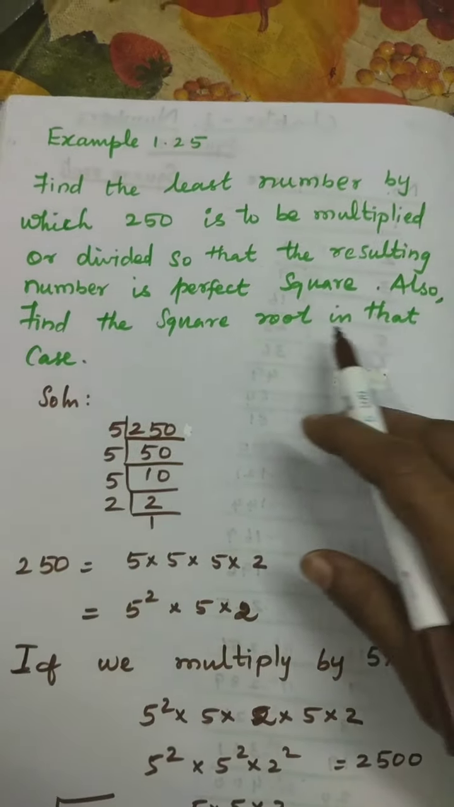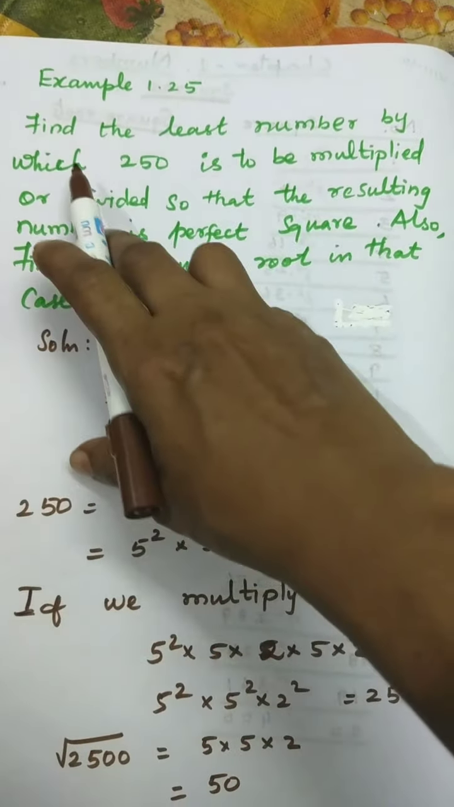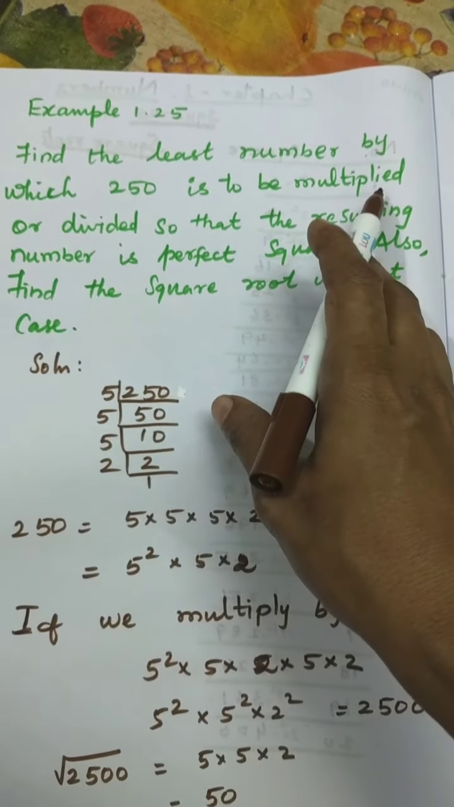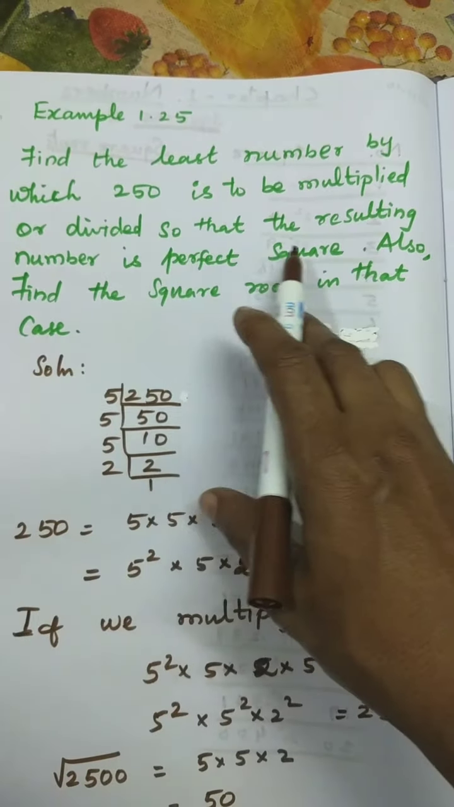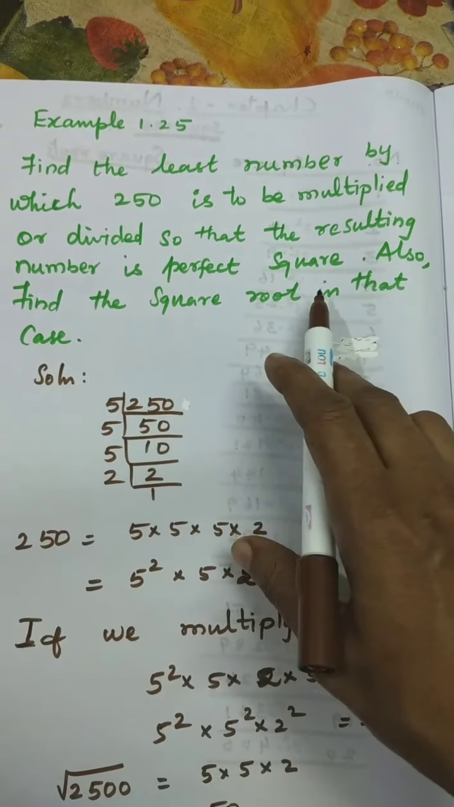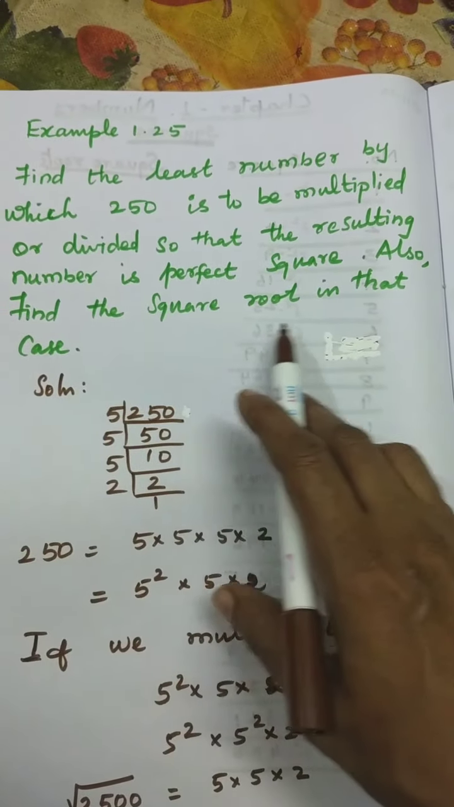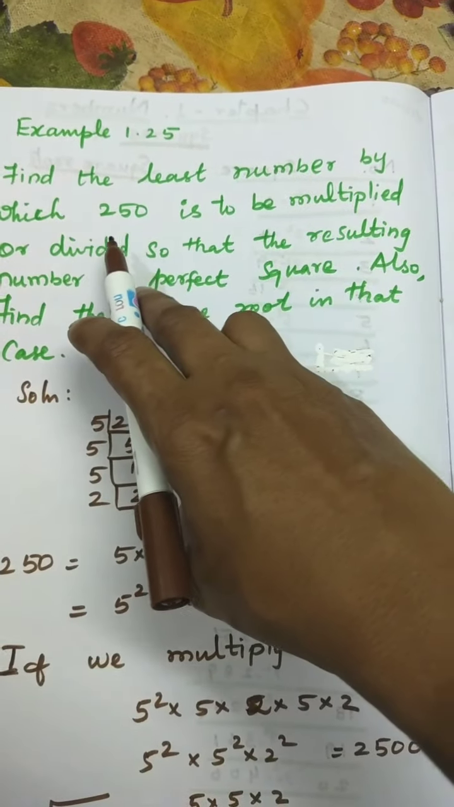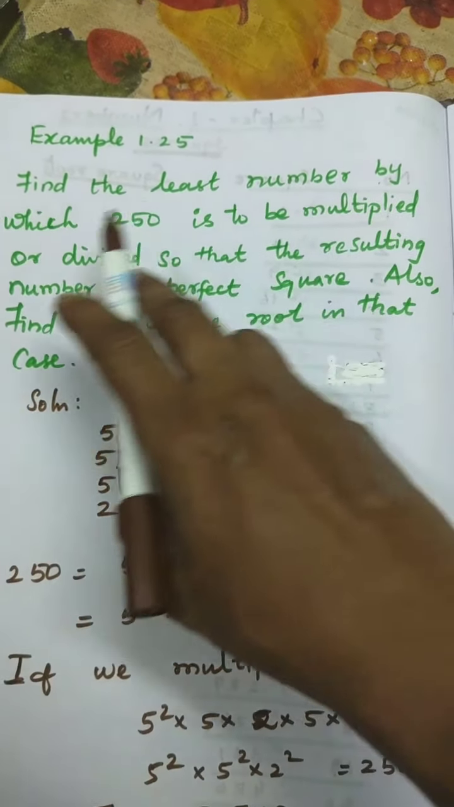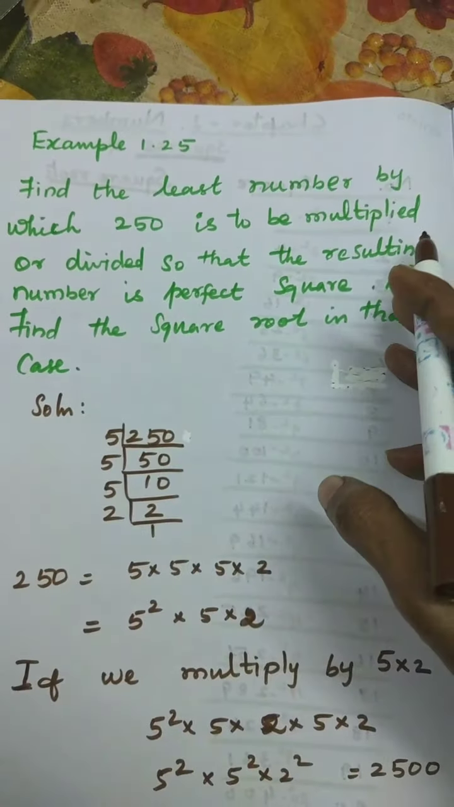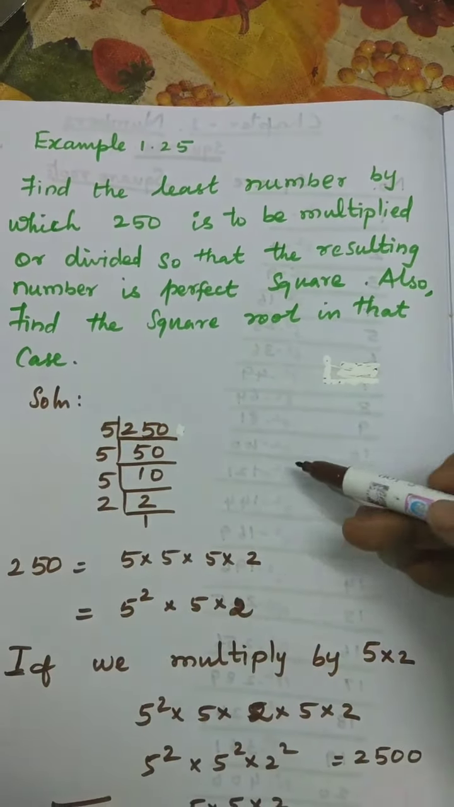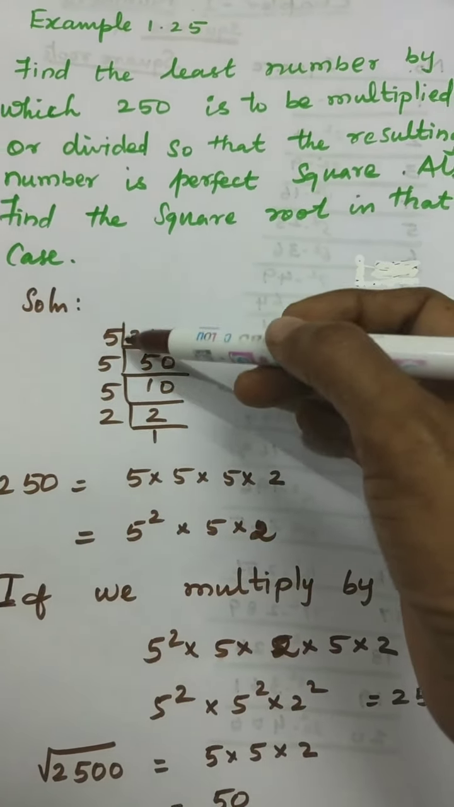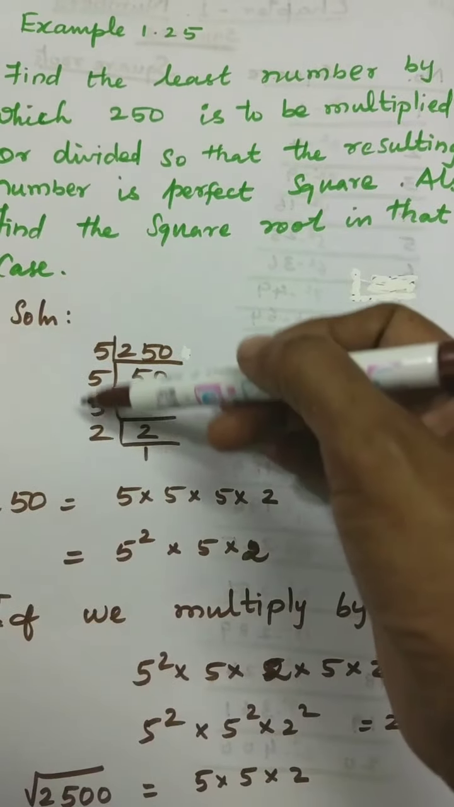Okay. Now example 1.25. Find the least number by which 250 is to be multiplied or divided so that the resulting number is a perfect square. Also find the square root in that case. Okay, what they asked is to find the least number by which 250 is to be multiplied to make a perfect square. We shall write this 250 and see what is the method of doing this.